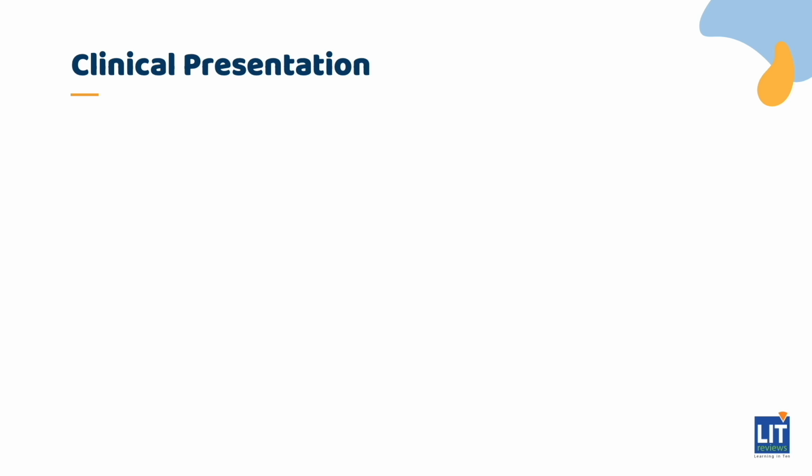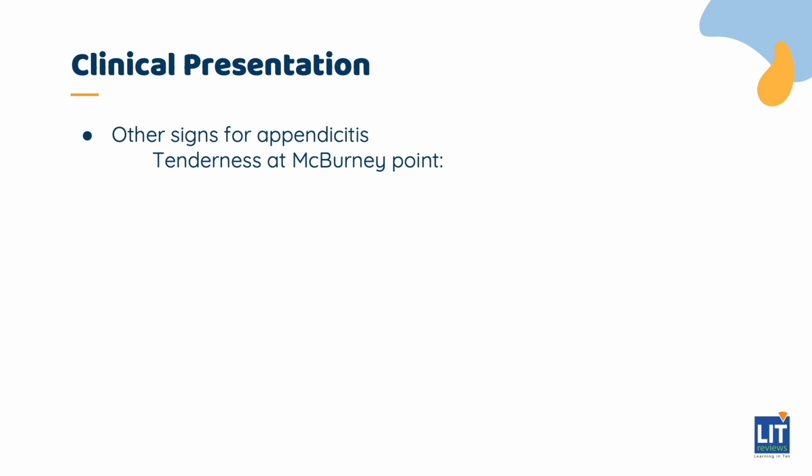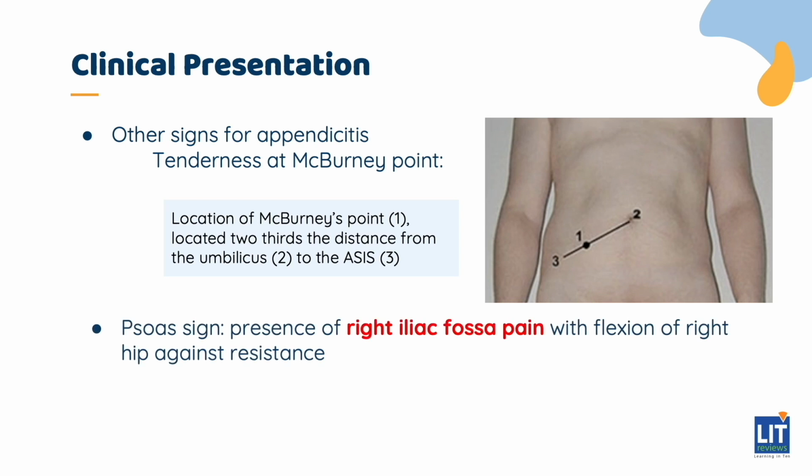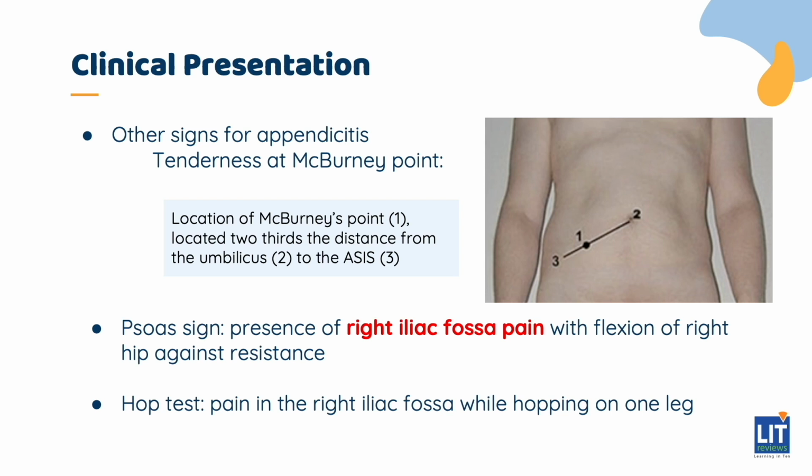Here, we discuss signs specific to appendicitis. Rebound tenderness is typically localized to the McBurney point. Psoas sign is right iliac fossa pain when there is flexion of the right hip against resistance, while the hop test is pain in the right iliac fossa while hopping on one leg.